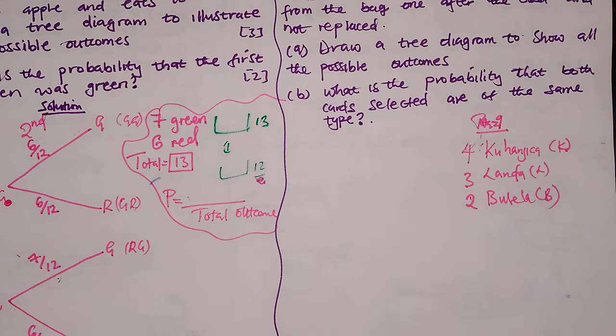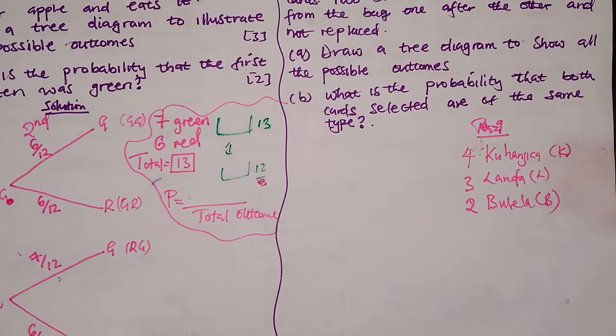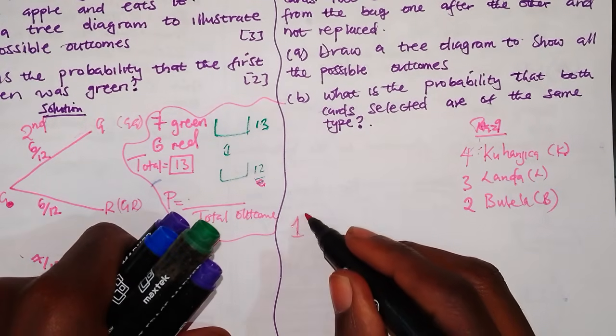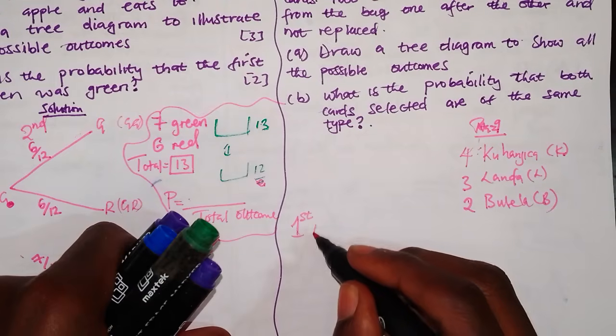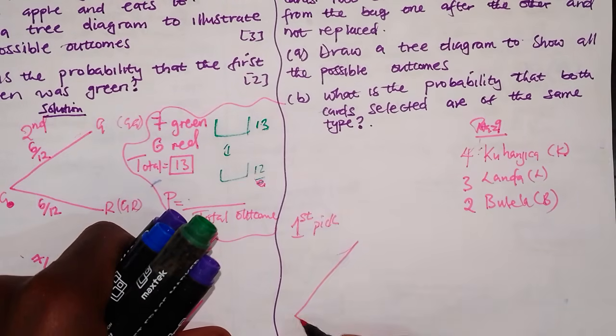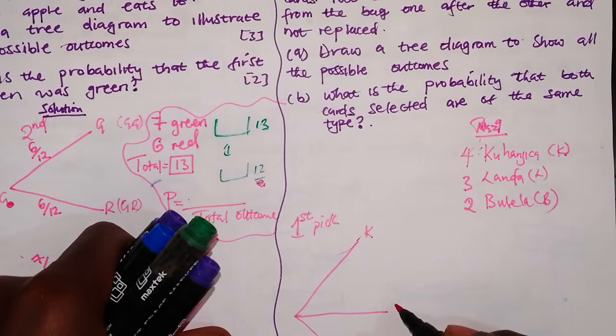And how many picks? 2. The question is saying 2 cards were selected at random from the bag, one after the other. So this one is going to be a long tree diagram because we have 3. So you say again, first pick. So our first pick will have 3 like this. We have Kwanjika, we have Landa, and we have Bulela.